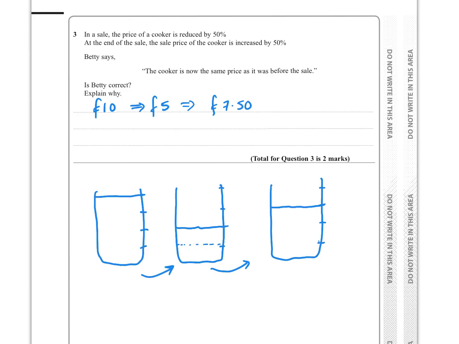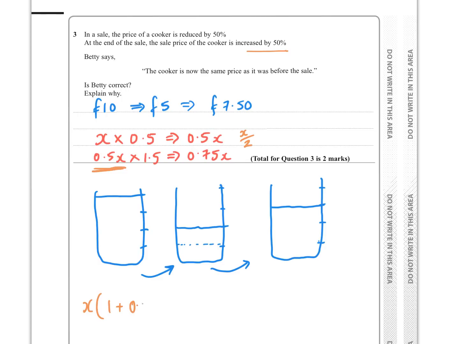The last way that I will do here is to say that if you had, for example, x, your starting price of your cooker, and you reduced it by 50%, you just times it by 0.5 as the multiplier, and you would get 0.5x, or if you prefer fractions, because it's not a calculator paper, you would say half x, or x over 2. But then if you took your half x, or your 0.5x, and you increased it by 50%, to increase something by 50%, you can just times it by 1.5.